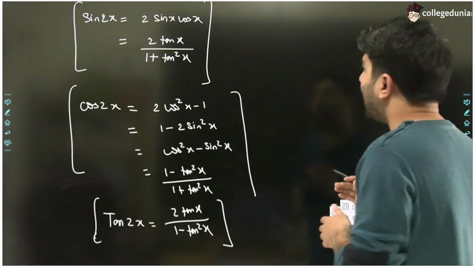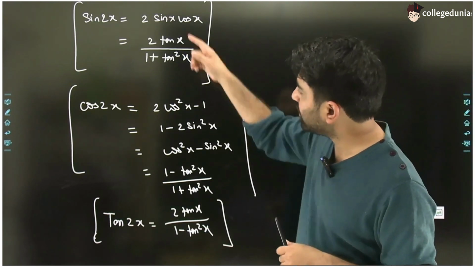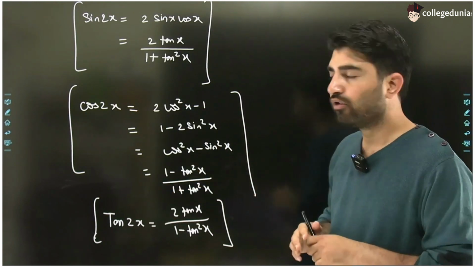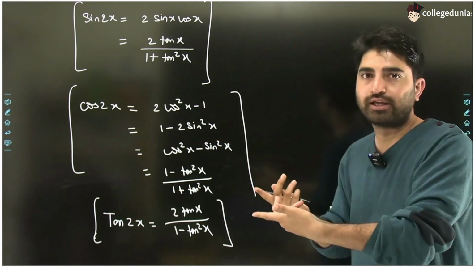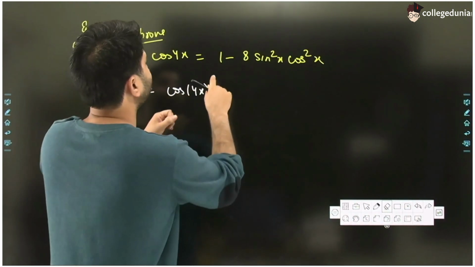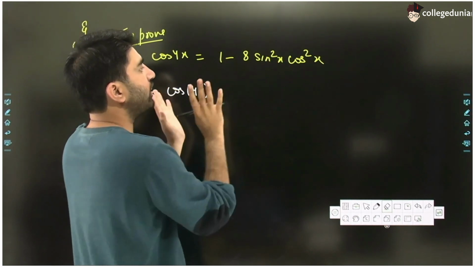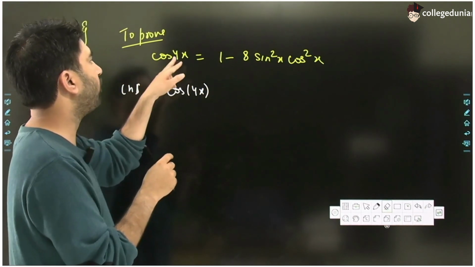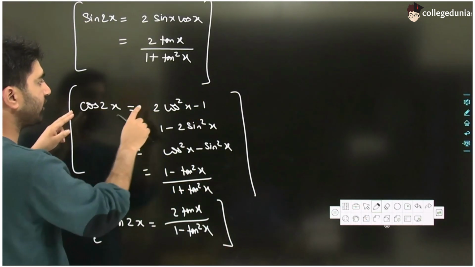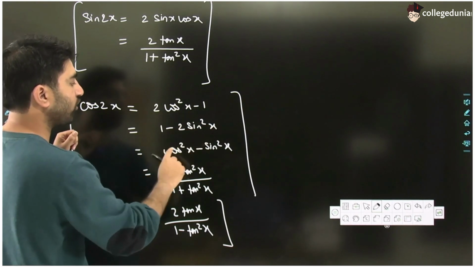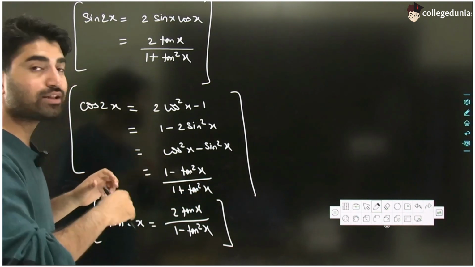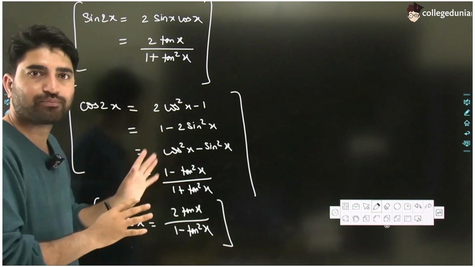For halving the angle of cos, sine and tan, we have these 7 formulas: 2 formulas for sine, 4 formulas for cos and 1 formula for tan. The formulas will be used accordingly, whenever they are required. We need to have 1 minus 8 sine square x cos square x, and the angle of cos has to be halved. So we have 4 formulas for cos: 2 cos square x minus 1, 1 minus 2 sine square x, cos square x minus sine square x, and 1 minus tan square x upon 1 plus tan square x. So we have to check which formula fits in this situation.